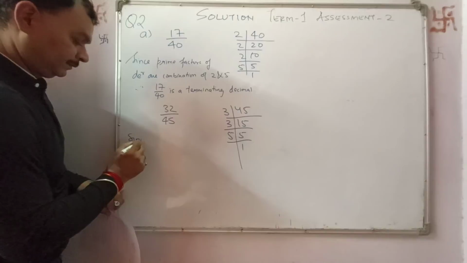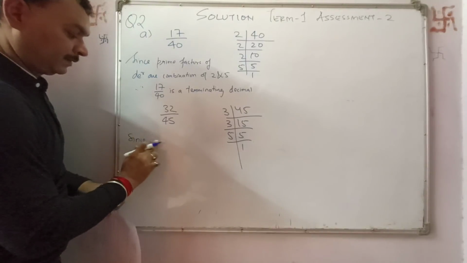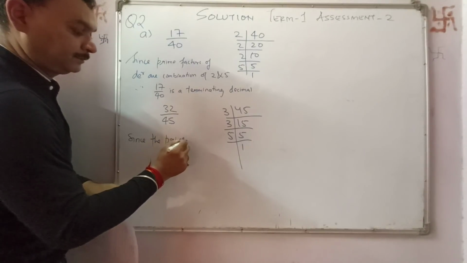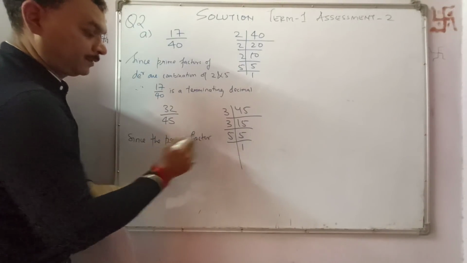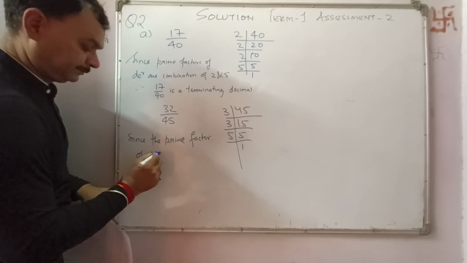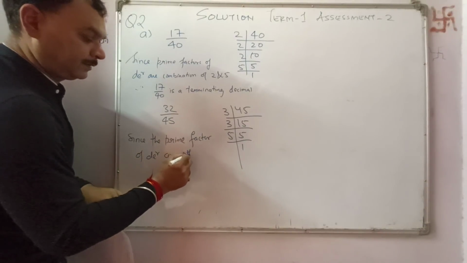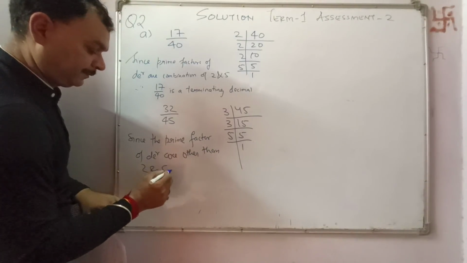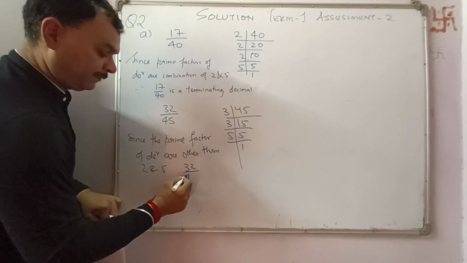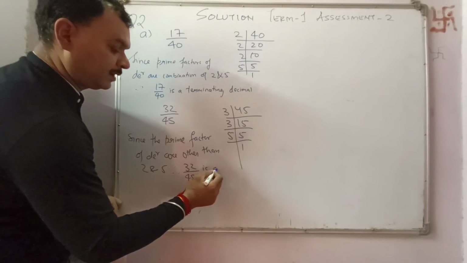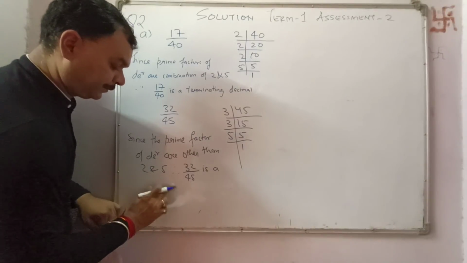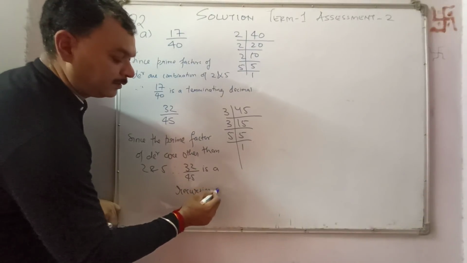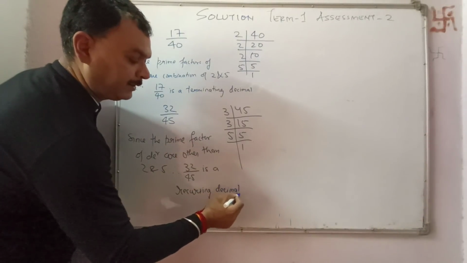Now, since the prime factors of the denominator are other than 2 and 5, therefore 32 by 45 is a recurring decimal. Recurring decimal or non-terminating decimal.